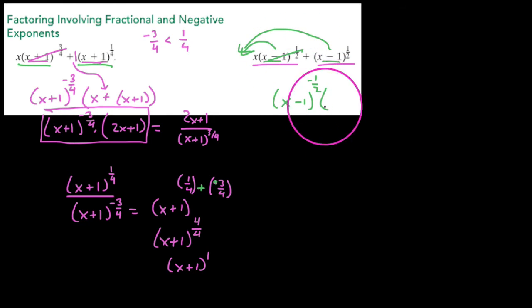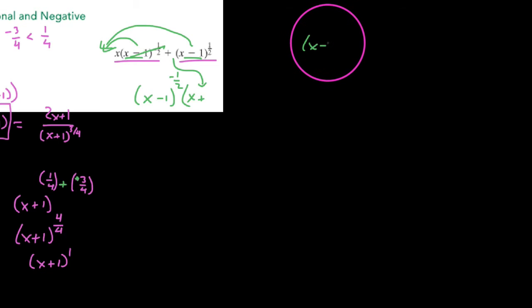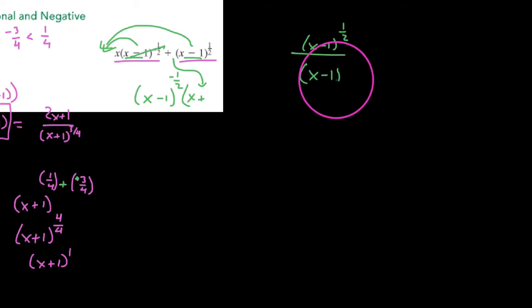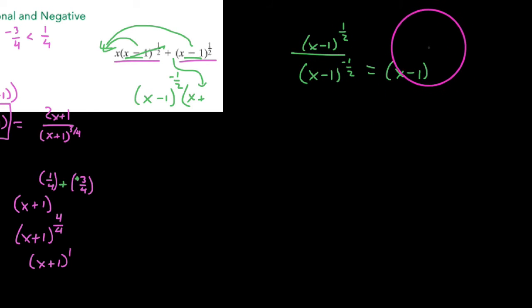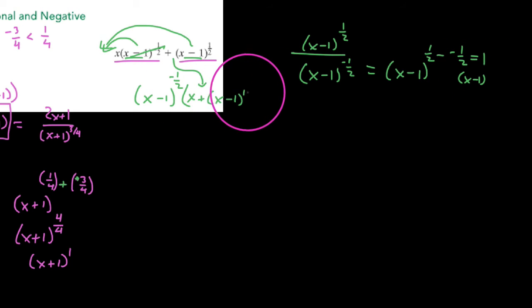Again, this is no longer going to be there, because x minus 1 to the -1/2 divided by x minus 1 to the -1/2 is 1. So really all that's going to be left on this first term is the x, plus, and we'd say, well, what is x minus 1 to the 1/2 divided by x minus 1 to the -1/2? We're going to get x minus 1 to the 1/2 minus -1/2, which is to the 1. So what we get is just x minus 1 to the 1.